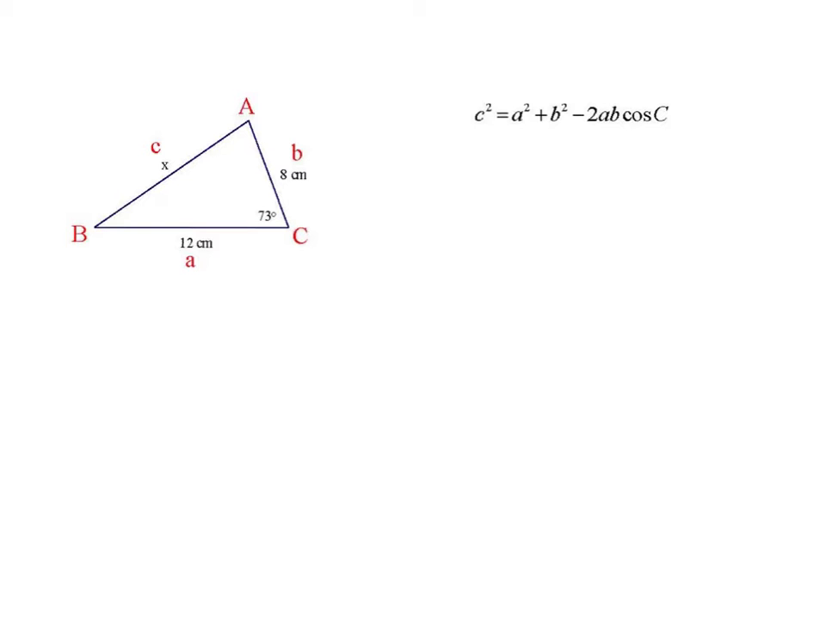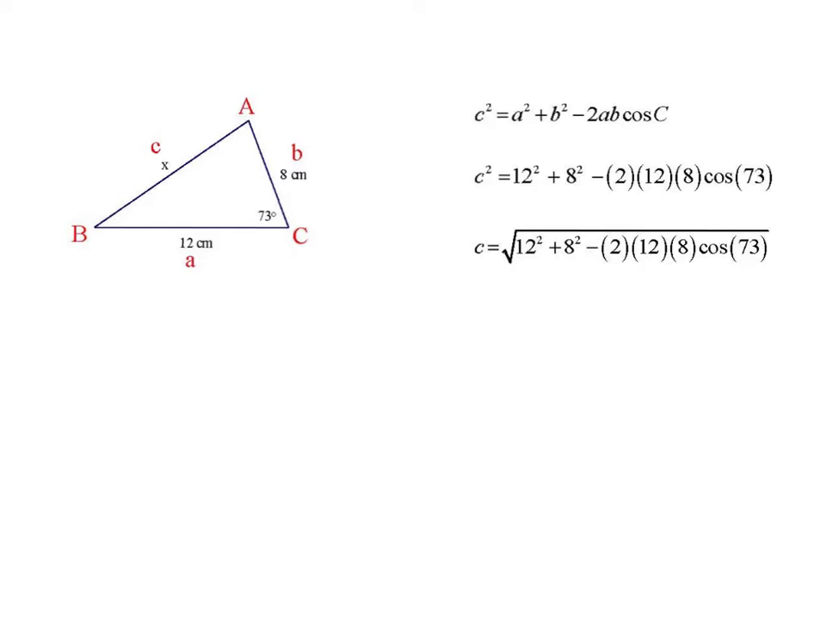Now we're ready to substitute those numbers into the formula, which gives us something that looks like this. The 12 and the 8 and the 73 are all in there. Now, c squared is the thing we're looking for, and it is already just on one side. So all we need to do now is take the square root of each side.